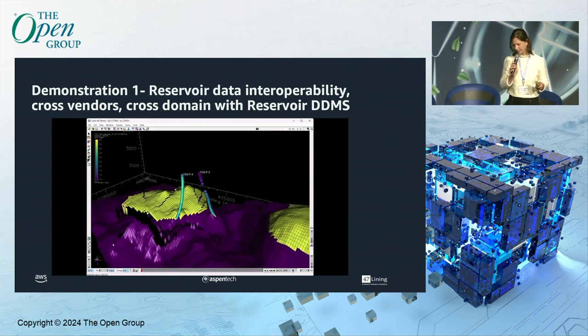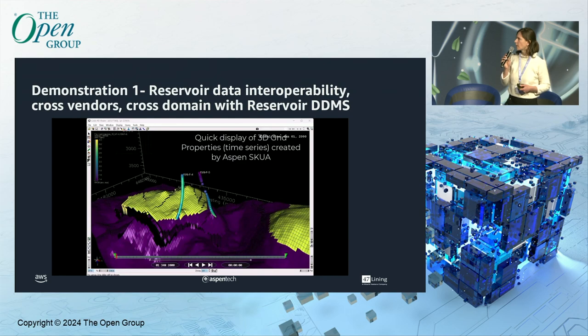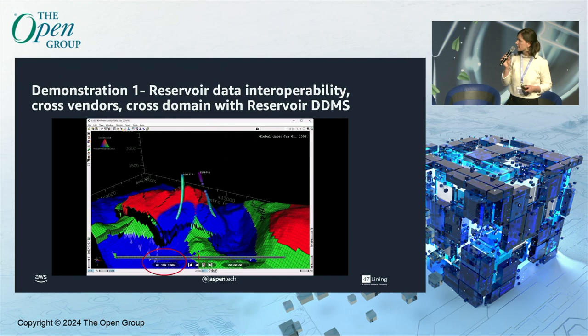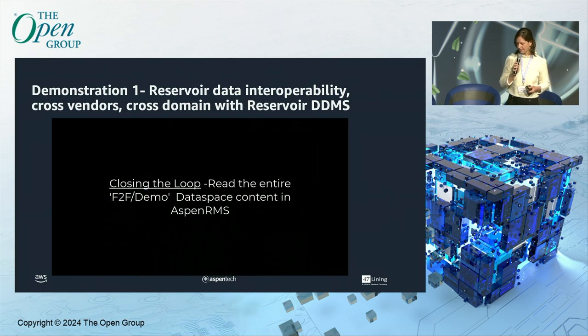So the same properties as the ones we just saw before. So here we have the possibility to animate the properties, for instance, that were generated. Okay, so time series properties can be animated here. So we keep all that information when we ingest and retrieve the data from the reservoir DDMS.